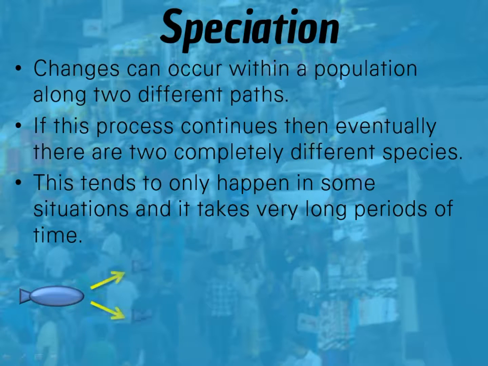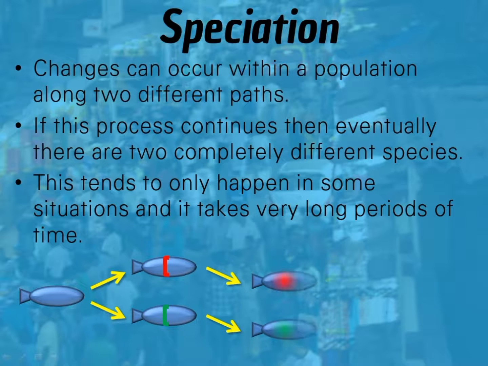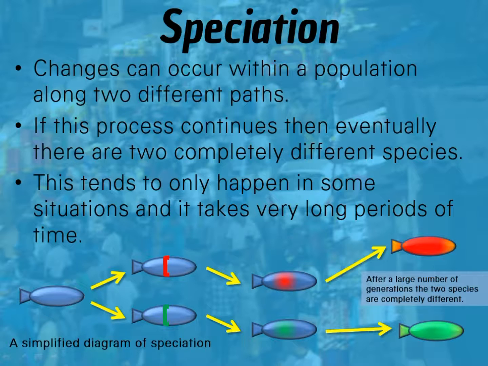And we can see a simple diagram taking place at the bottom here. If there is a blue fish and there is somehow two different mutations, a red stripe and a green stripe, then after many generations, and if there is some kind of environmental barrier between them, we may end up with two new species, a red fish and a green fish.